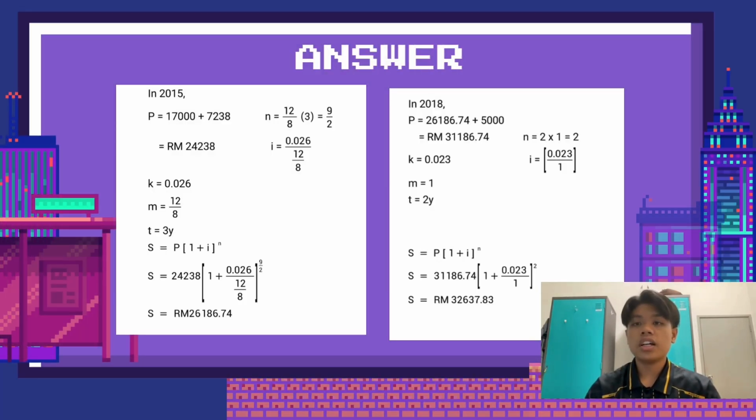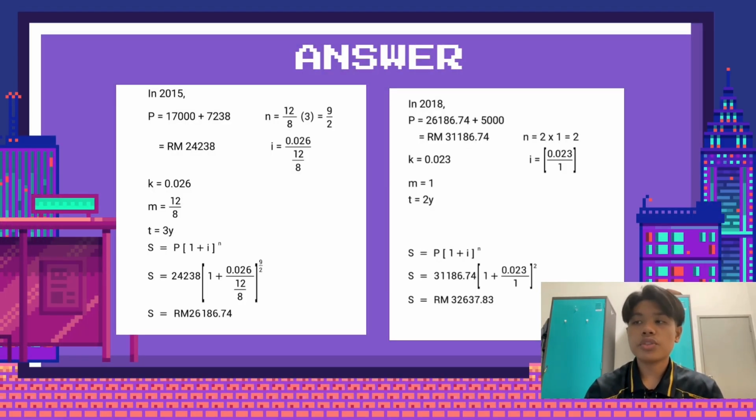So, let's get the answer for our special case. In 2015, our P is 24,288 ringgit. Our n is 9 over 2. Our i is 0.026 over 12 over 8. For our K, 0.026. For our M, 12 over 8. And our T is 3 years.